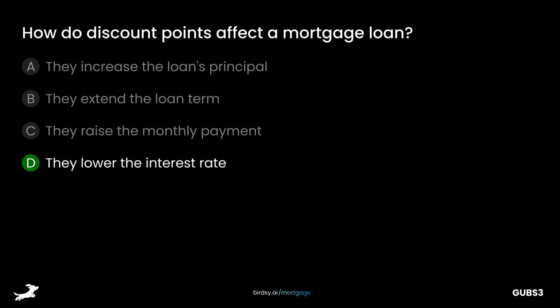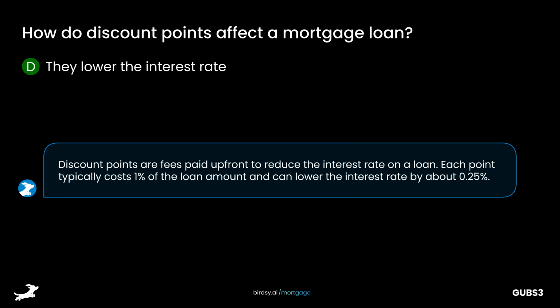The answer is D, they lower the interest rate. Discount points are fees paid up front to reduce the interest rate on a loan. Each point typically costs 1% of the loan amount and can lower the interest rate by about 0.25%.